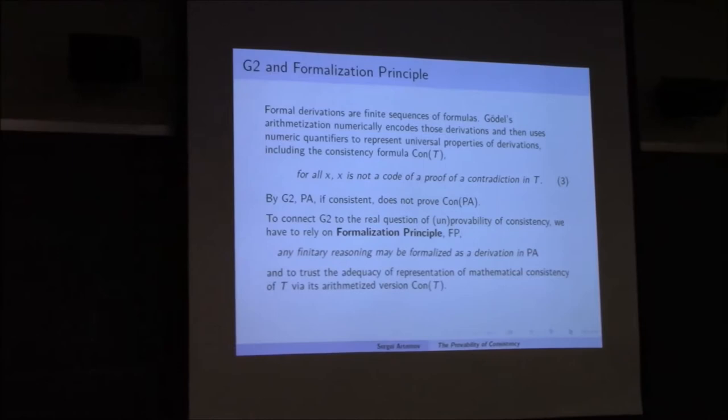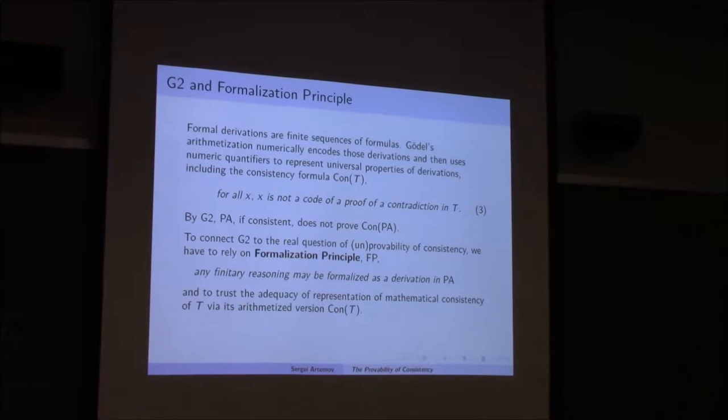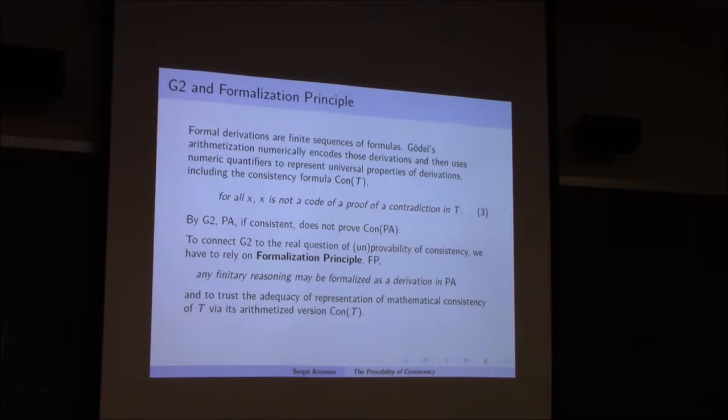The next key point of the whole thing is the so-called formalization principle. Why does Gödel's second incompleteness theorem come into play? Formal derivations are finite sequences of formulas. Gödel's arithmetization numerically encodes those derivations, with a very efficient primitive recursive encoding both ways. You take a syntactic finite object, you create a Gödel number, or you take the numeral and recompute the syntactic object behind it. So there's no problem: you can speak about formulas or derivations, or about Gödel numbers, it's the same thing.